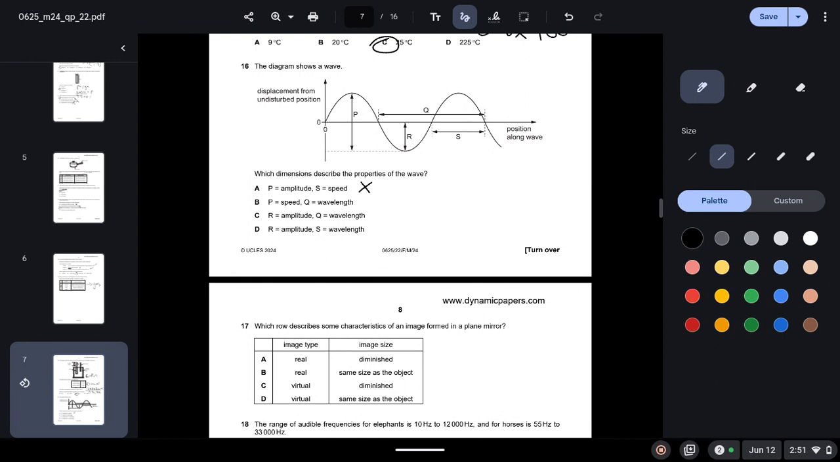P is speed, Q is wavelength. So we can see that Q is in fact wavelength. Q is correct, but P is not the speed. So this is incorrect. Option C, R is the amplitude, which is correct since amplitude is the maximum displacement from mean position. So R is correct, and Q is the wavelength, which is also correct. So C is your answer.